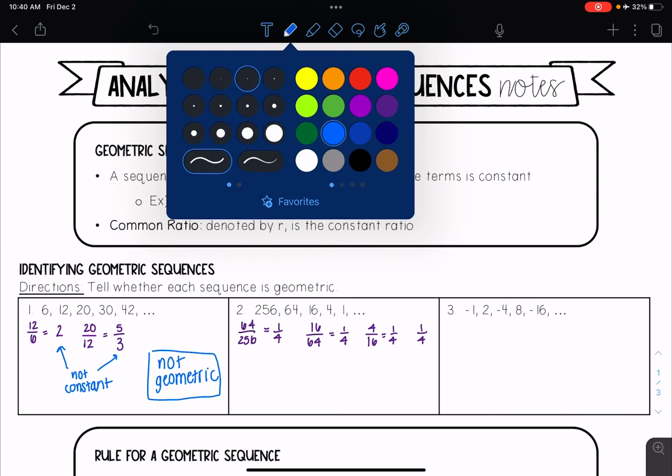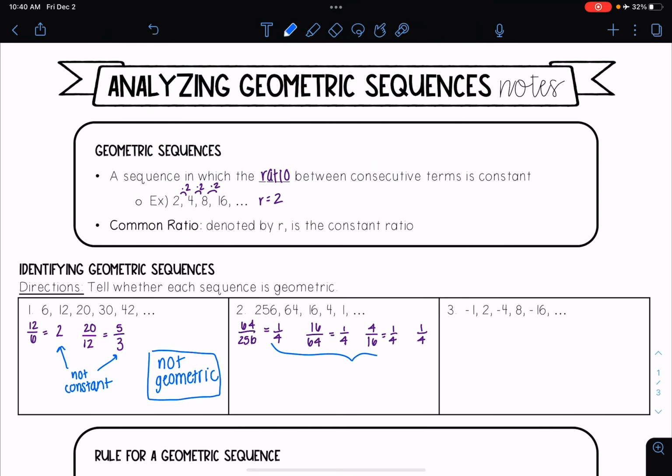And so here I see that I do have a constant ratio. So in this case, I am multiplying by 1/4 each time. And so since I'm multiplying by the same thing each time, this is geometric.